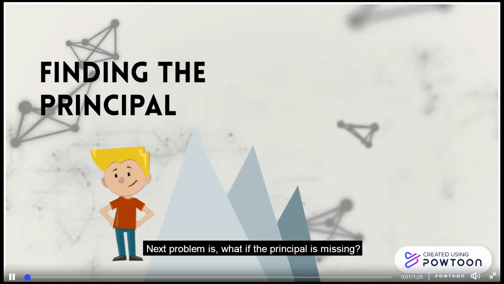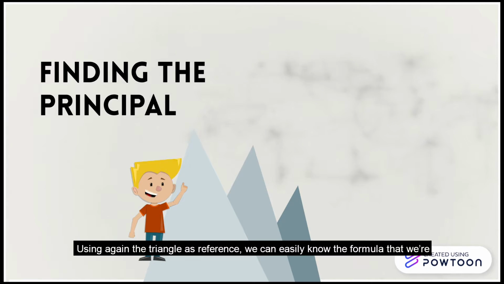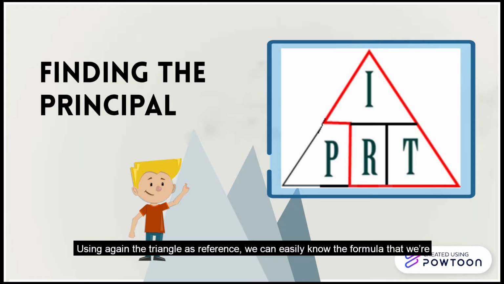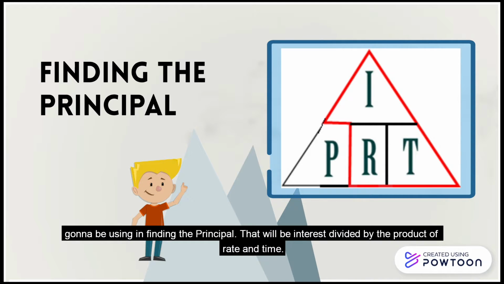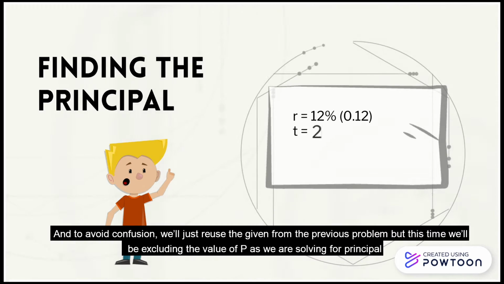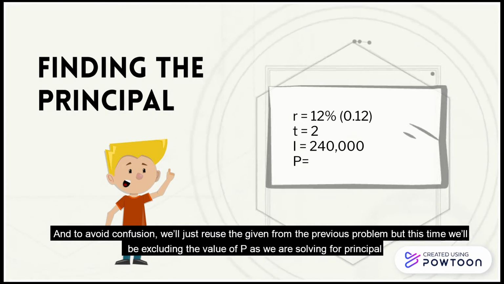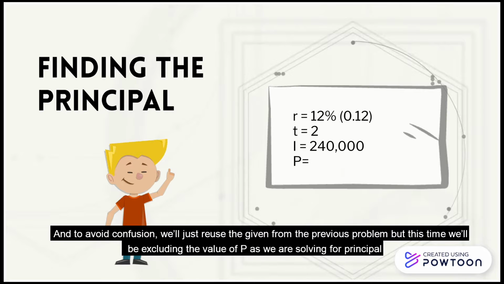Next problem is, what if the principal is missing? Using again the triangle as reference, we can easily know the formula that we're going to use in finding the principal. That will be interest divided by the product of rate and time. To avoid confusion, we'll just reuse the givens from the previous problem, but this time we'll be excluding the value of P as we're going to solve for the principal.